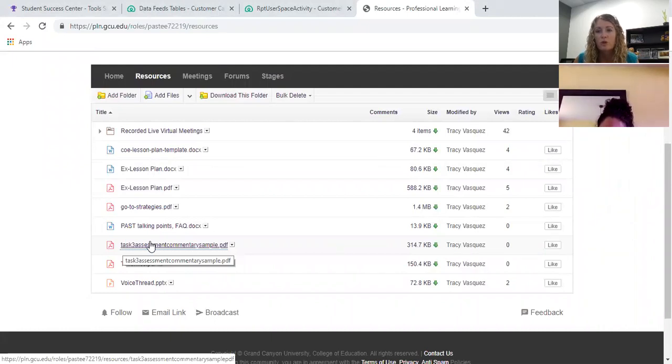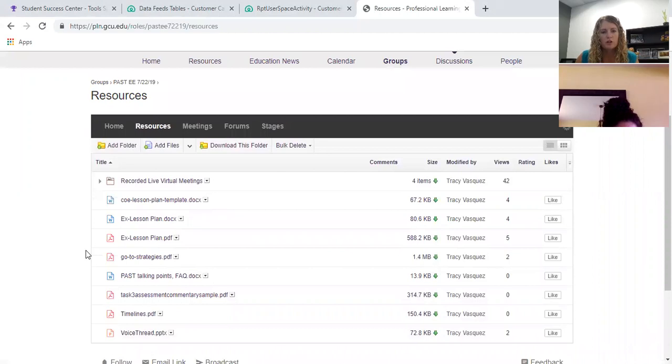That does include the prompts. Unfortunately, it doesn't give you a whole lot of space, but it should give you enough space to do a good chunk, a good paragraph for each response. Okay. Yep. Thank you. Good question.